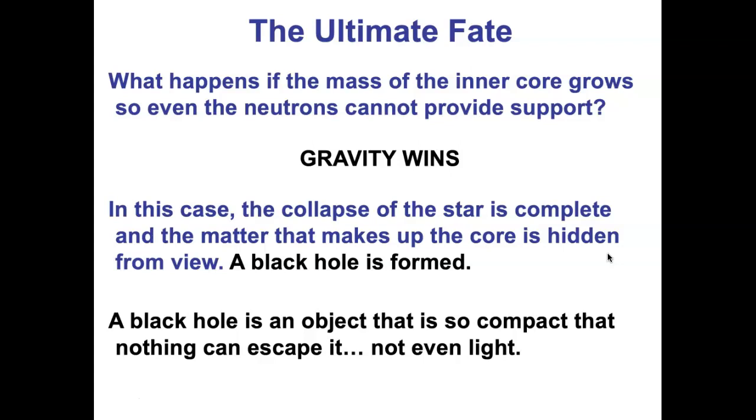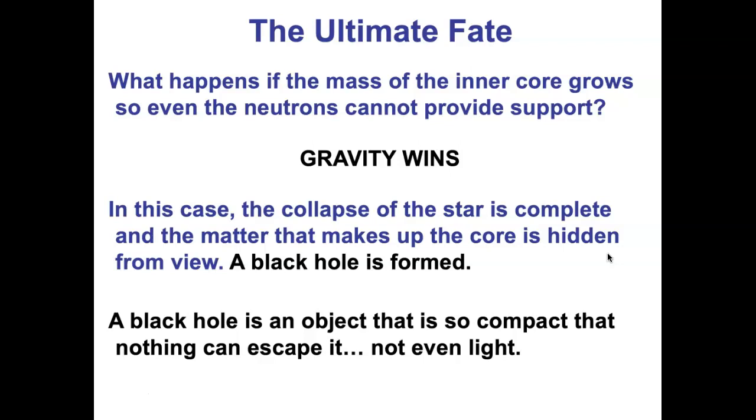The collapse doesn't stop at a neutron star. The collapse keeps going past the neutron star until all the mass of that core has been collapsed down into a single particle. And that particle is what we call a black hole. So that's what a black hole is.